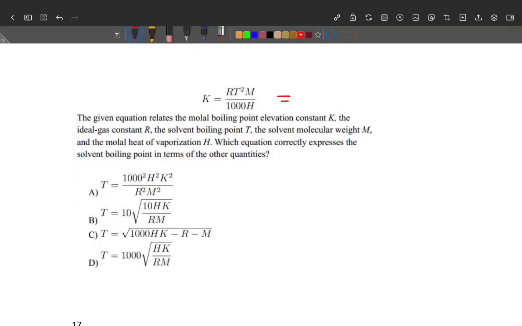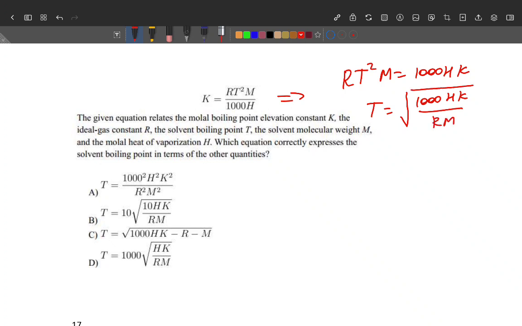From here you can easily find the equation for solvent boiling point. It means T we should find. It means RT squared M is equal to this number HK. From here T is equal to the square root of 1000 HK divided by RM. It means 10 HK RM. Answer is B.